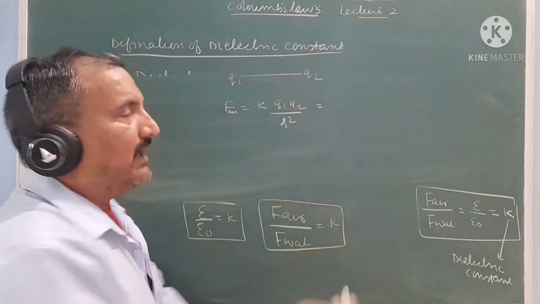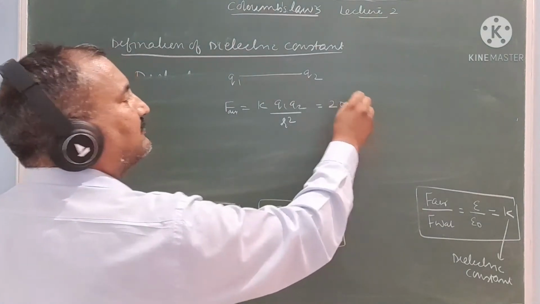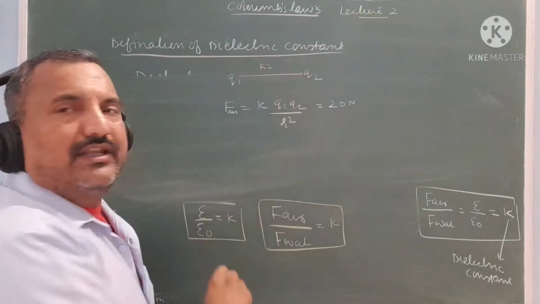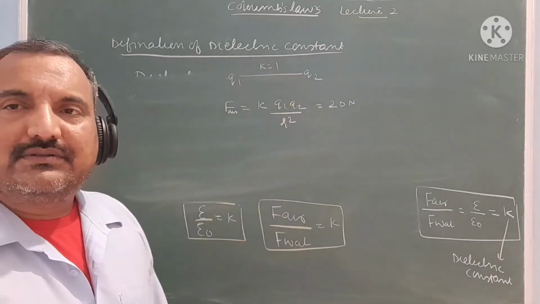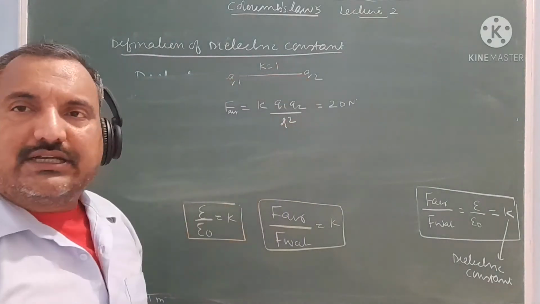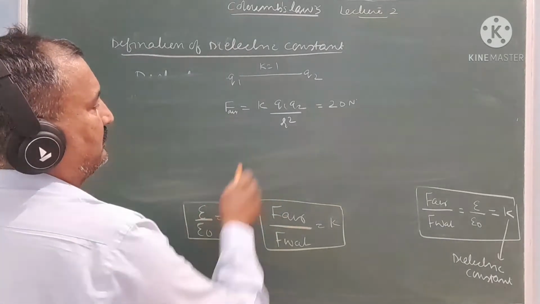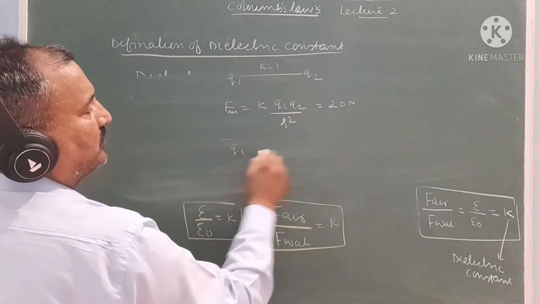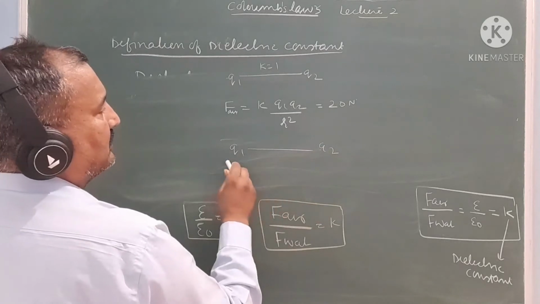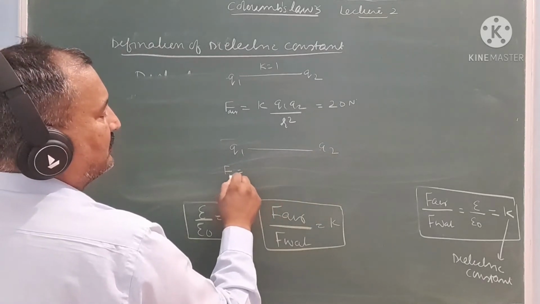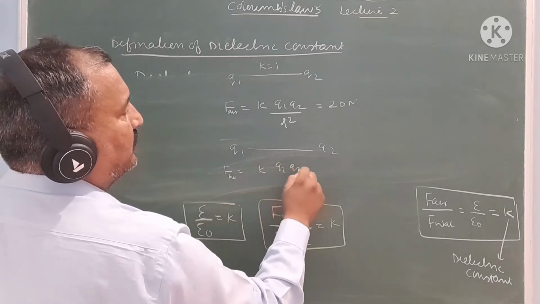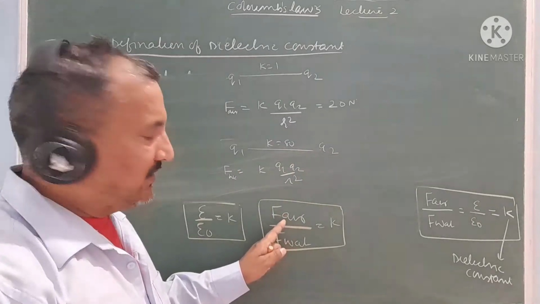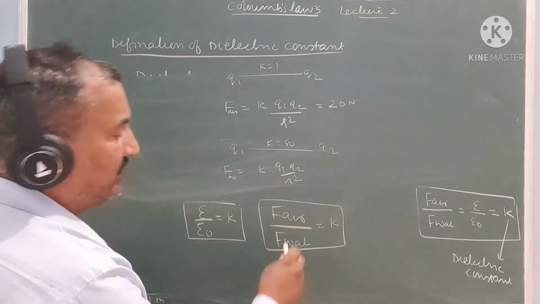Let the value be, suppose we assume, 20 Newton. Okay, so the dielectric constant of air is 1, and now we put the charges in water. We have placed these two charges Q1 Q2 in water. So the force will be F water is equal to K Q1 Q2 upon R square. The value of K for water is 80. Now we have to find out the force in water.